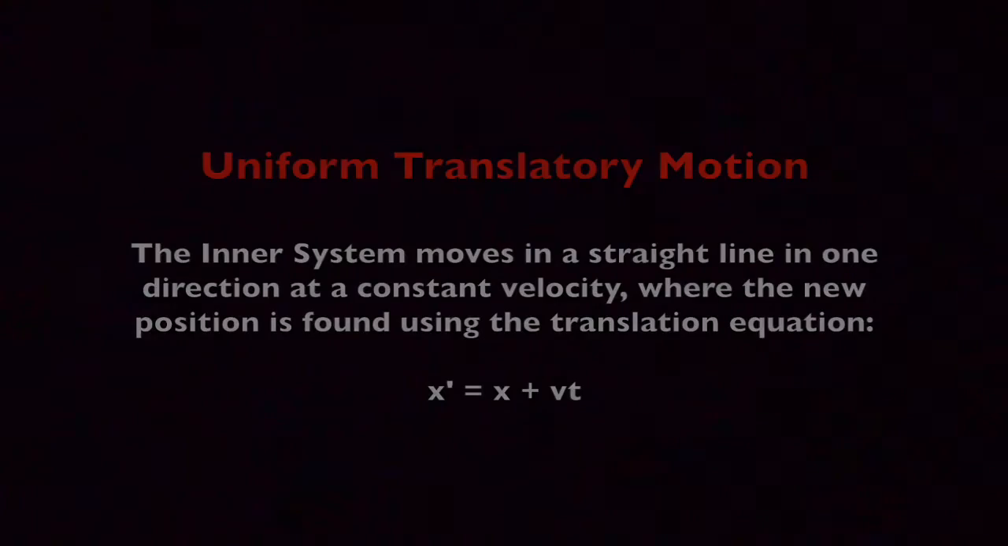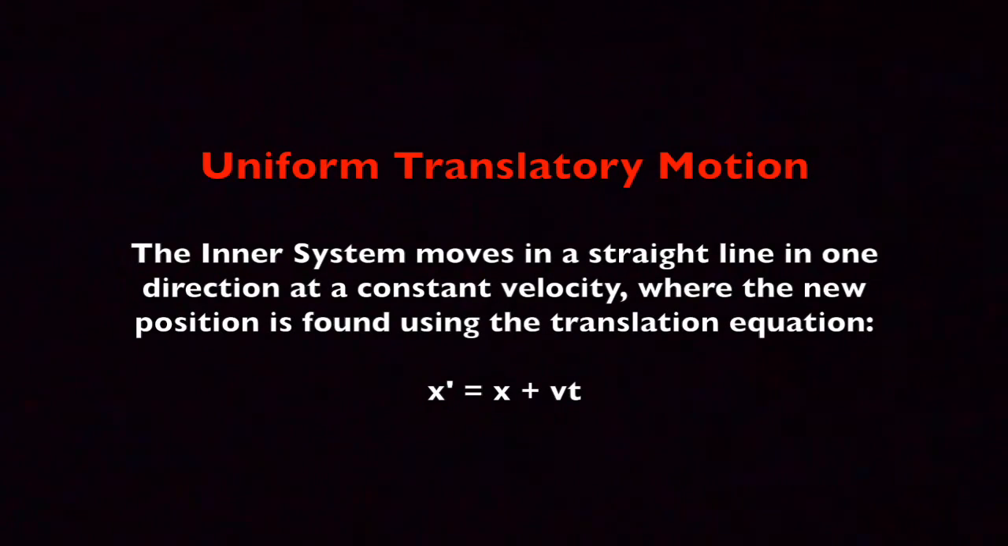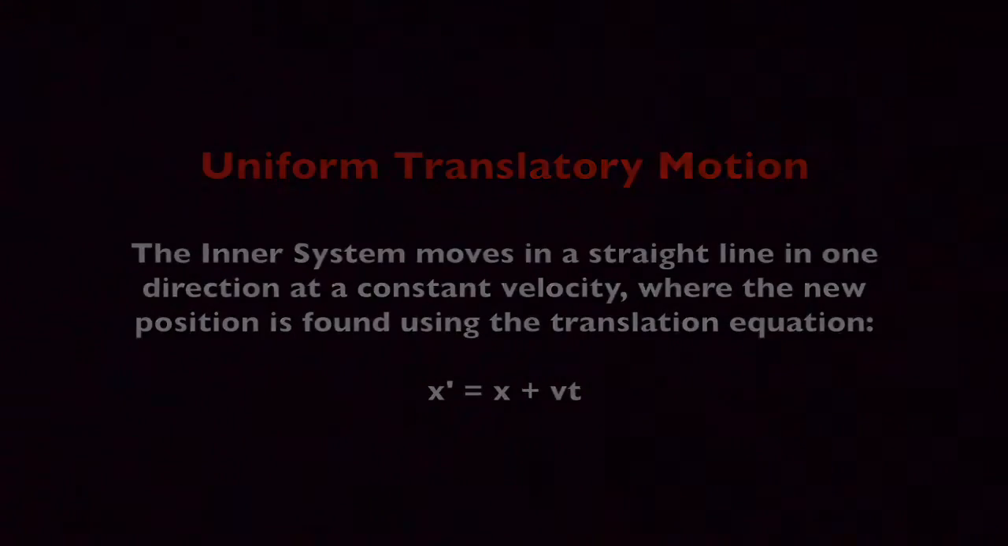mechanics. In fact, Einstein has a name for the motion this equation describes. He calls it uniform translatory motion. All this means is that the inner system is moving in one direction at a constant velocity, and that the new position is found using the translation equation.